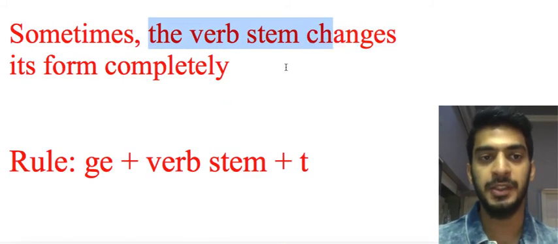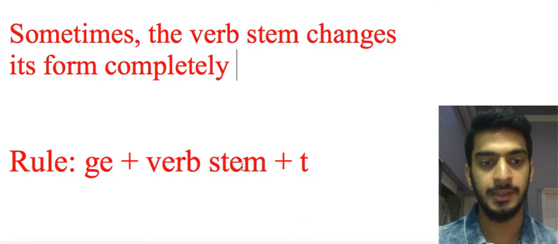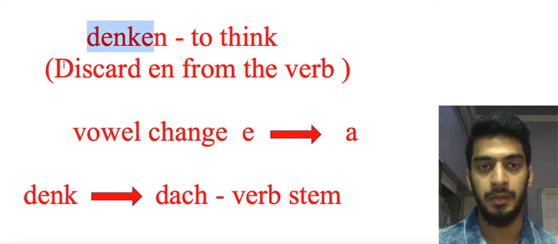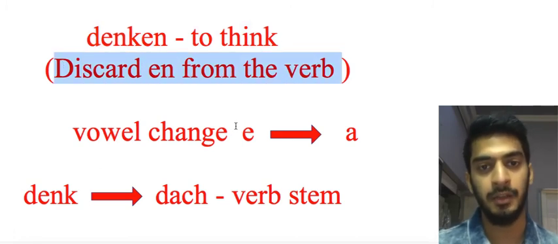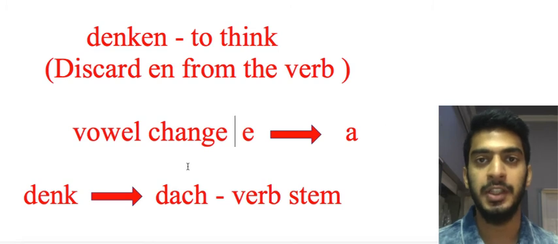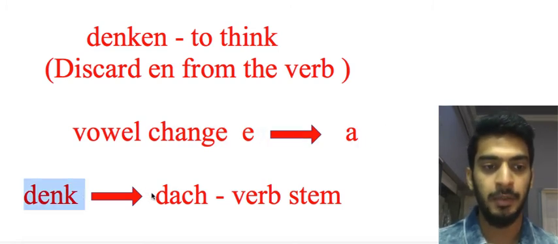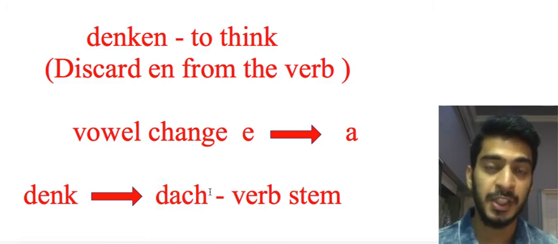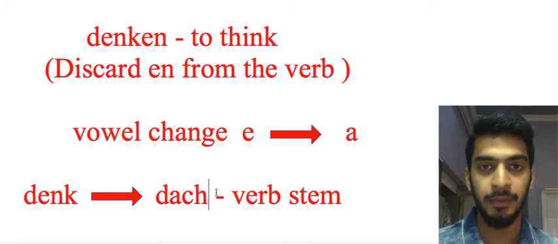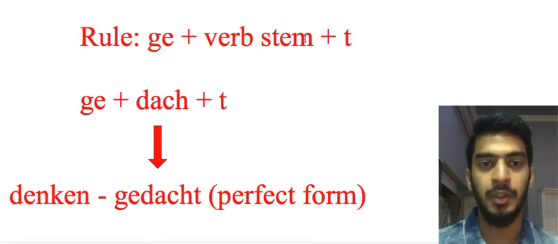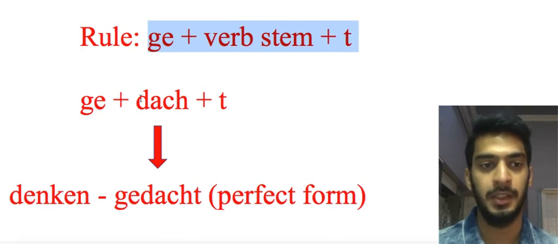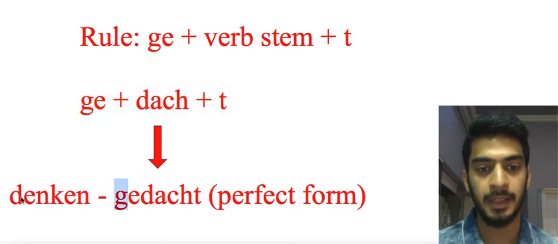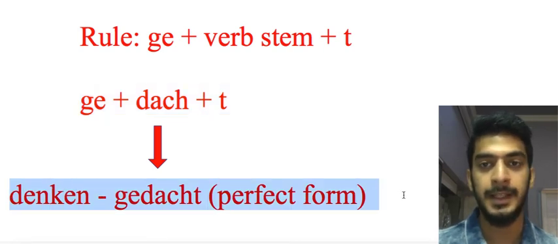Sometimes the verb stem changes its form completely. The rule says ge, verb stem, t. We have the verb denken, which means to think. Discard en from the verb. We have a vowel change. E changes to a. The verb stem denk changes to dach. So the verb stem is changing its form completely. So we get the verb stem dach. Follow the same rule. Ge plus verb stem plus t. Ge, then dach, then t. We get gedacht, which is the perfect form of the verb denken.